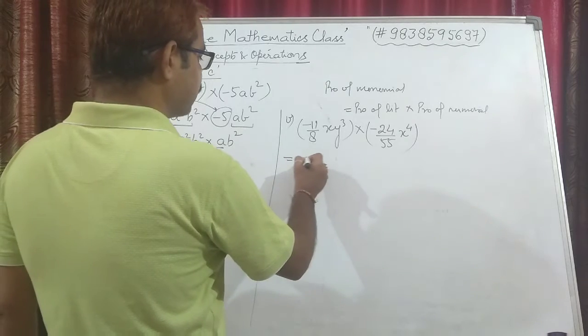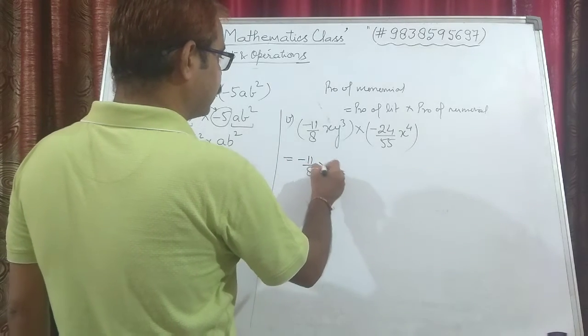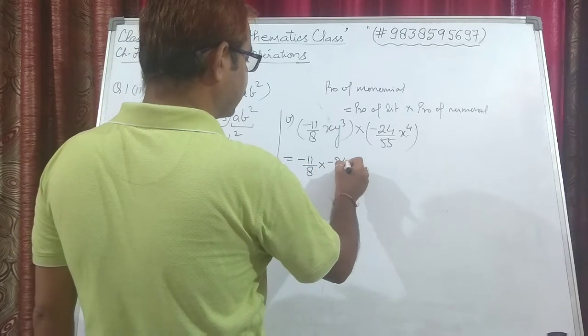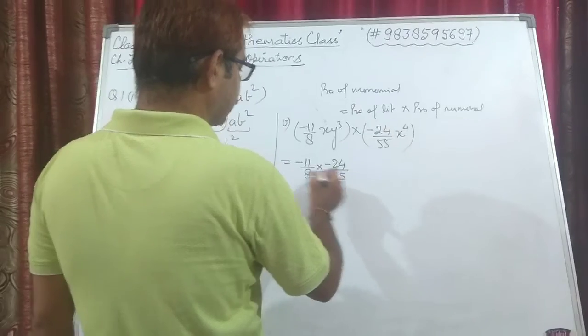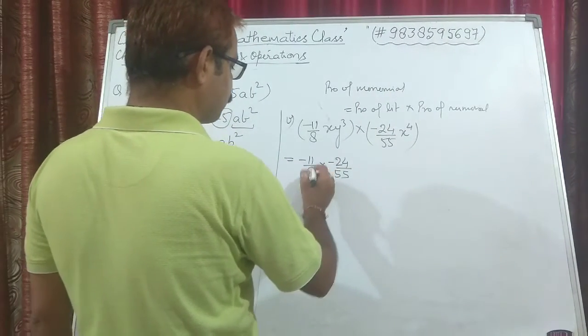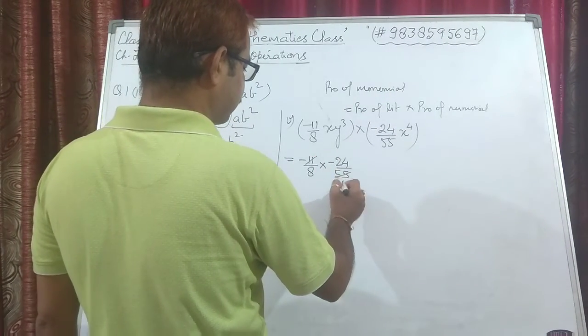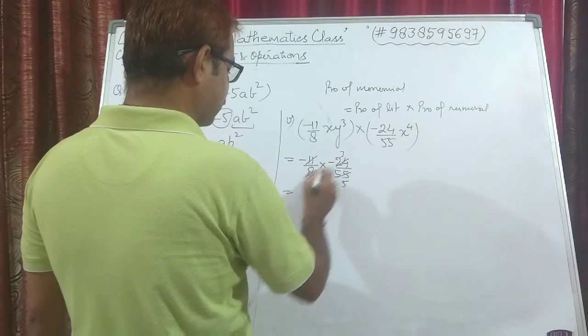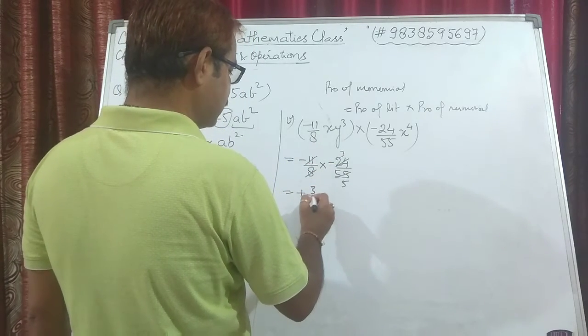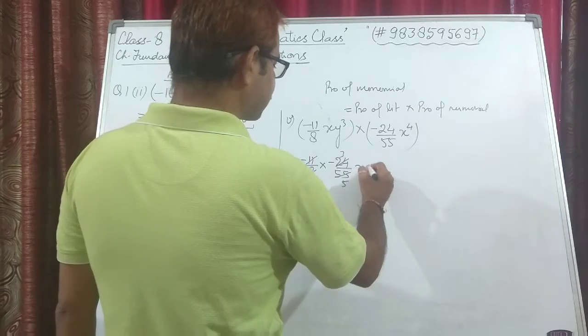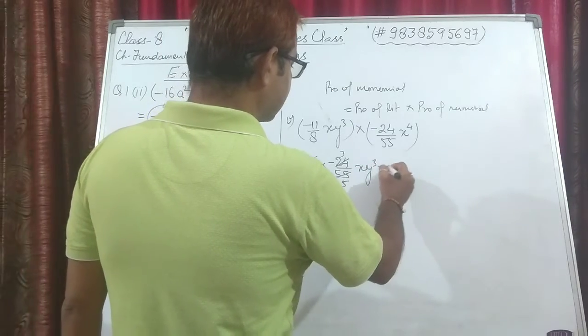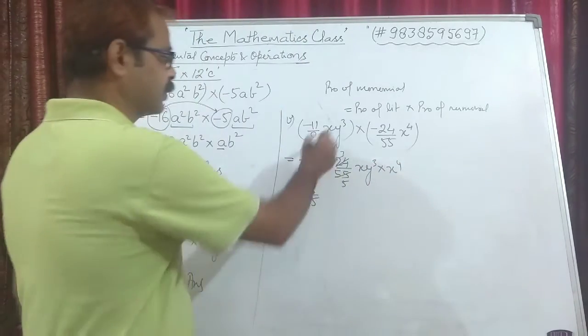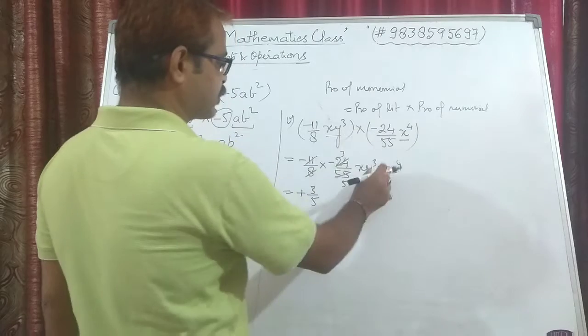Now in this, minus 11 upon 8 will be multiplied to minus 24 upon 55. We know minus and minus will give you positive, so 11 5s are 55, 8 3s are 24. So the final value, minus and minus will be plus 3 upon 5, and x into y cube multiplied by x to the power 4. This was left and this was left. The literal coefficient we copied.